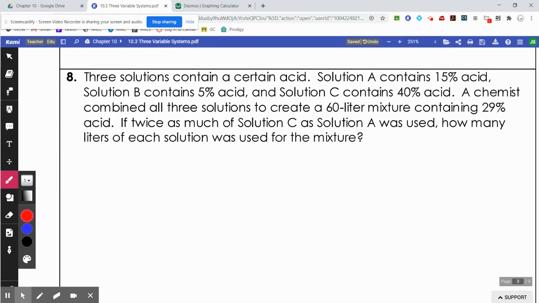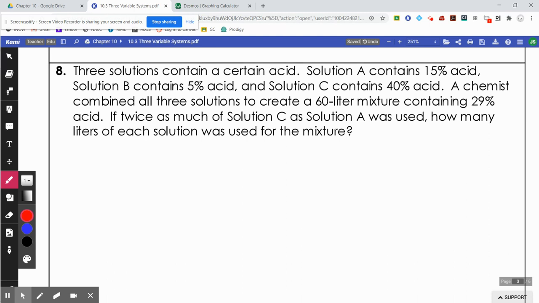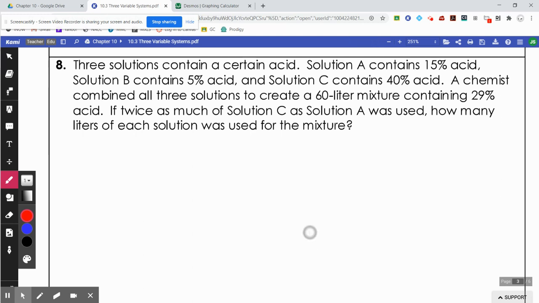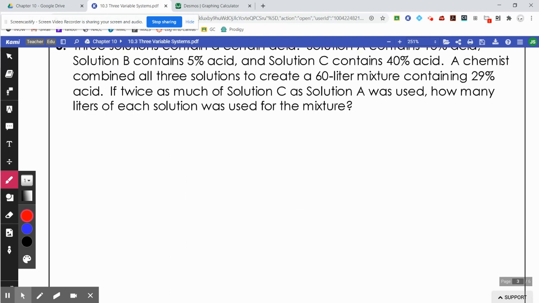Number 8, 3 solutions contain a certain acid. Solution A contains 15% acid, solution B is 5% acid, C is 40% acid. A chemist combines all 3 solutions to create a 60-liter mixture containing 29% acid. Twice as much of solution C as solution A was used. How many liters of each solution was used for the mixture? So that last sentence usually tells us what our X, Y's, and Z's are. So that's going to be our 3 solutions.